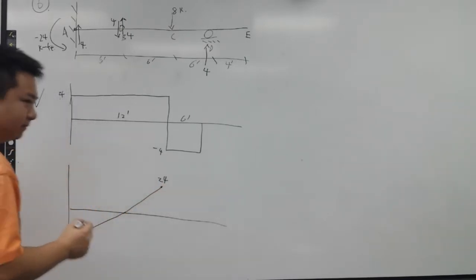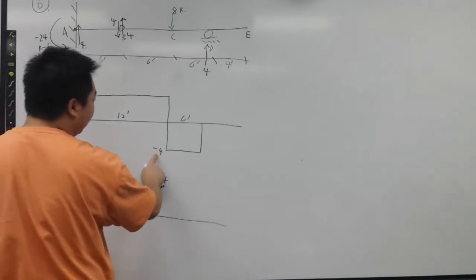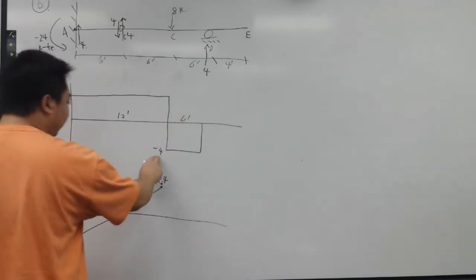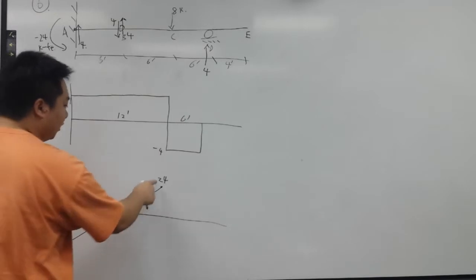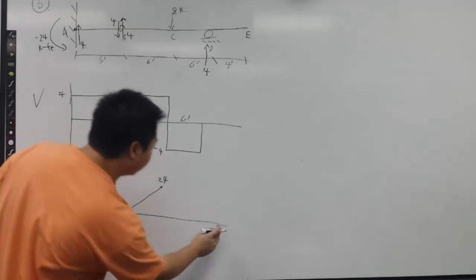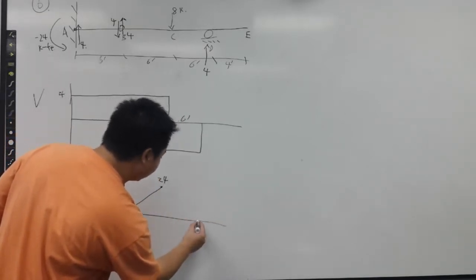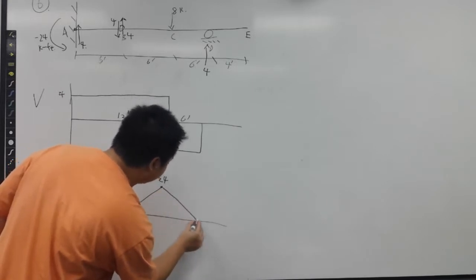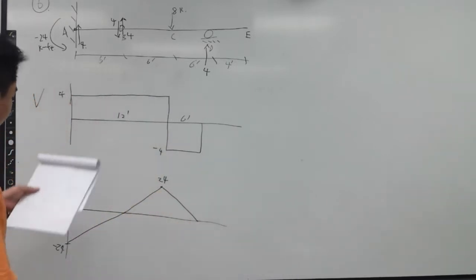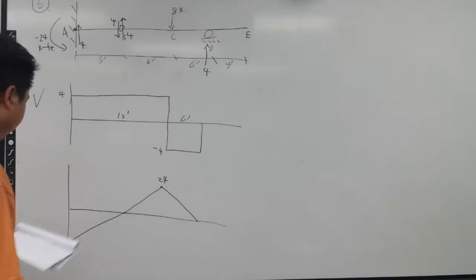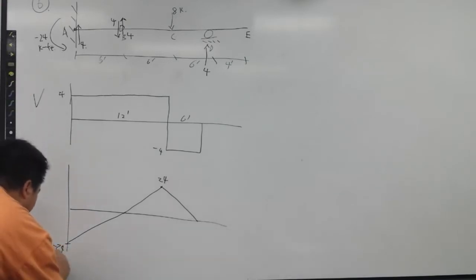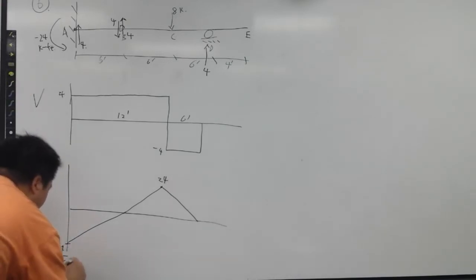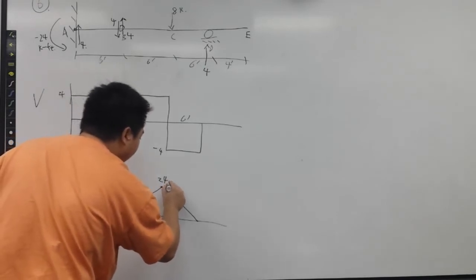Perfect. And this one, negative 4 times 6 is negative 24. 24 minus 24, so right here. And so this is your moment diagram. 24, so you put over EI, over EI.